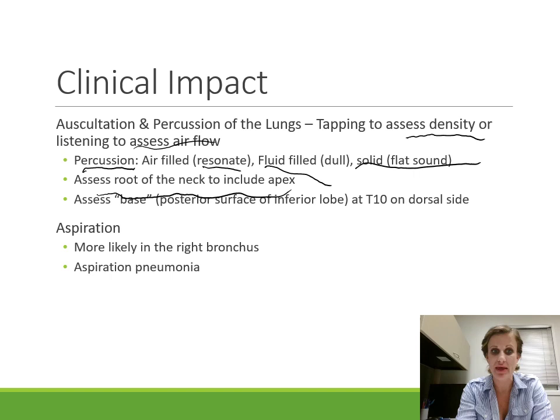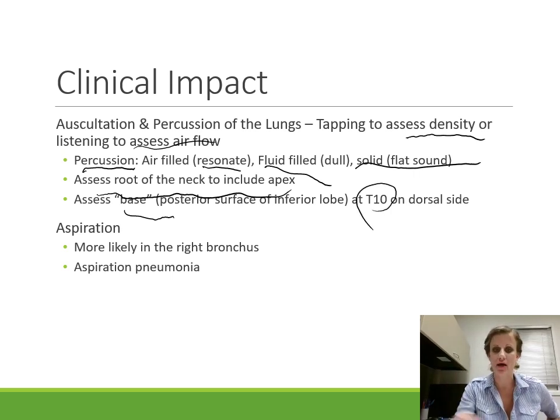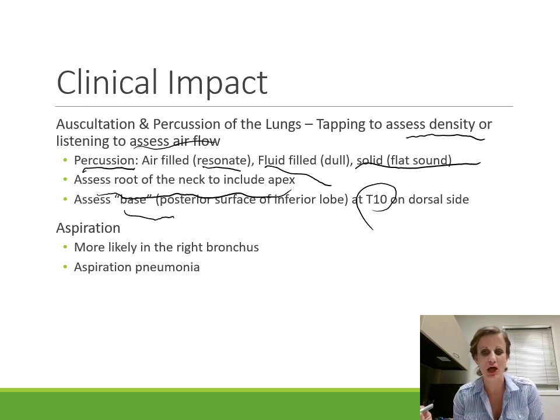To assess the base of the lung, remember that the posterior surface of the inferior lobe is at about T10 on the dorsal side. We said that the pleural cavity goes down to T12, right? But that's the pleural cavity. And remember, we have space down there underneath the base of the lung. So the actual lung itself is at the level of T10.